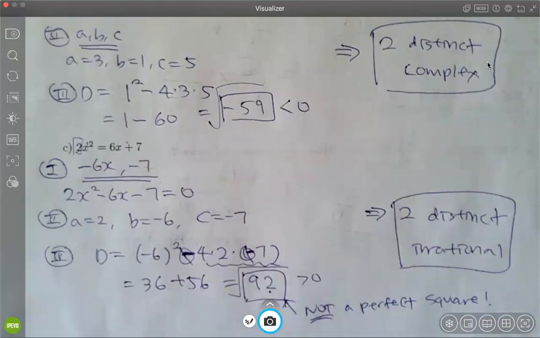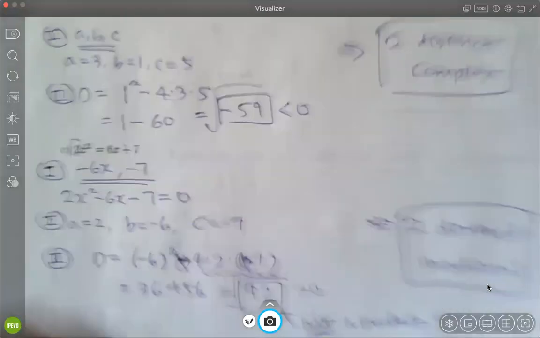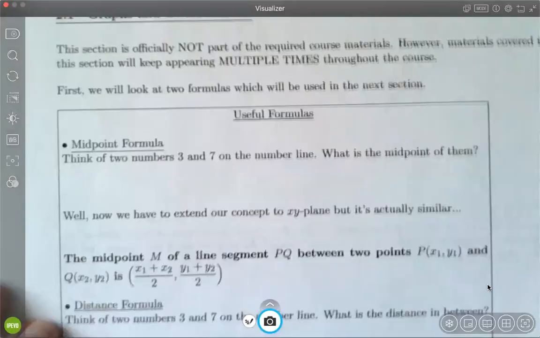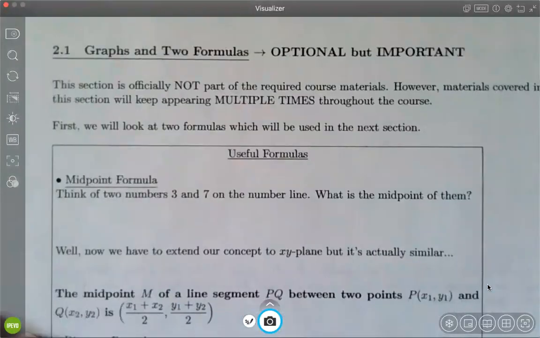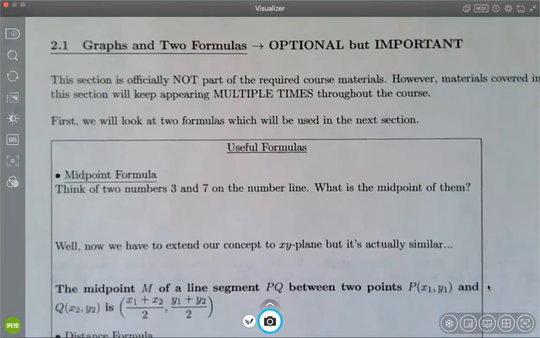Okay, so any questions on these applications? Okay, so can I go to the next page? Okay, so now let me jump to chapter 2. Okay, so we will cover section 2.1 and 2.2, and then we will come back to chapter 1 and finish it off. Okay, so 2.1 is about graphs and two formulas.